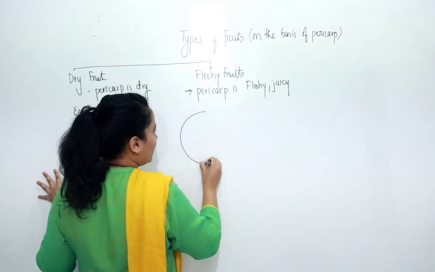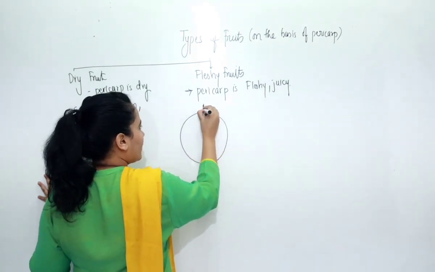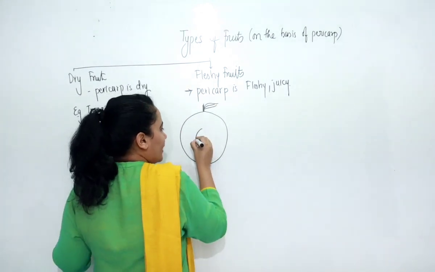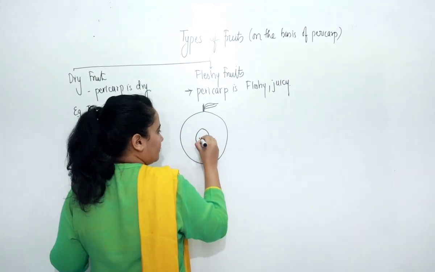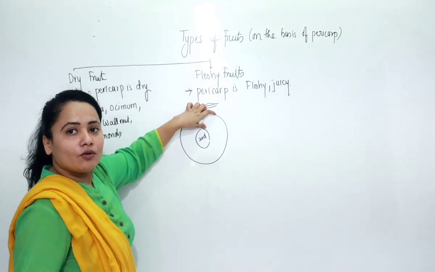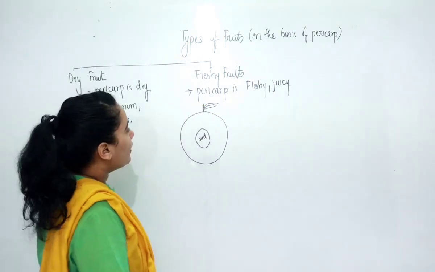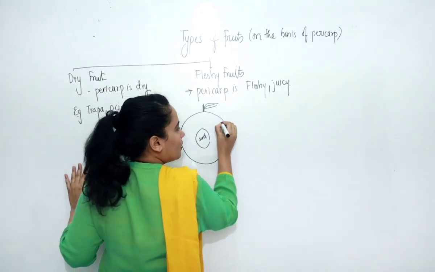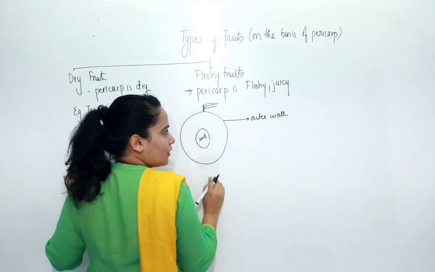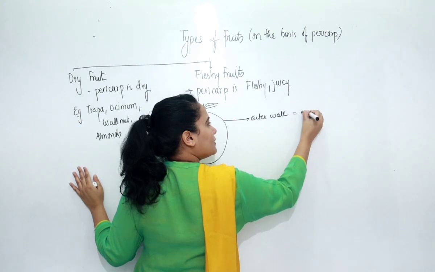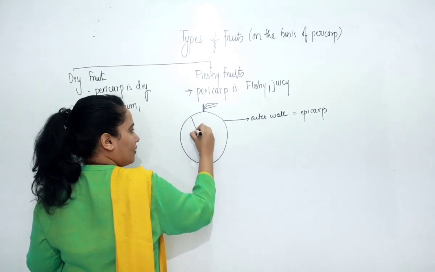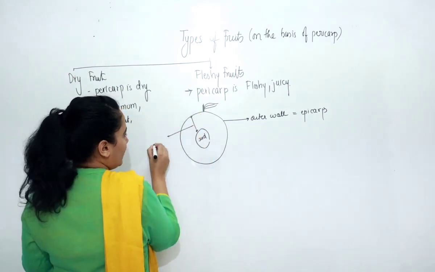Let's say this is any kind of fruit we have taken. Any fruit. And inside this is the seed. Now, this whole portion is what you call pericarp. In the pericarp, this is the outer wall, and this outer wall is known as epicarp. Let me tell you that this whole area is what you call pericarp.